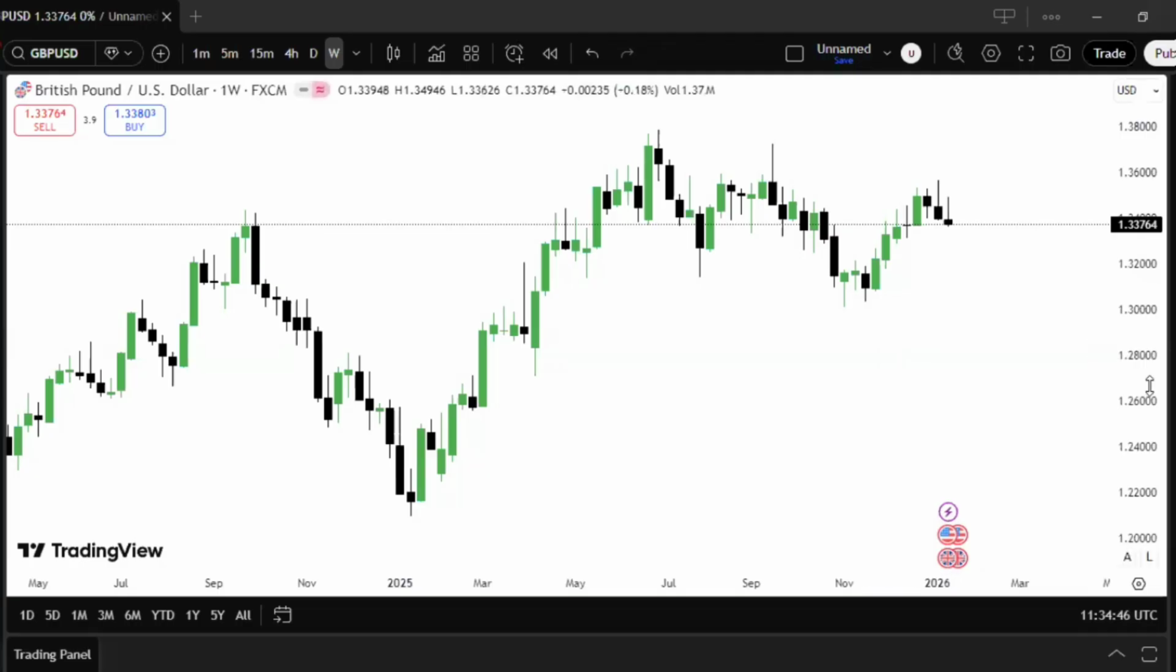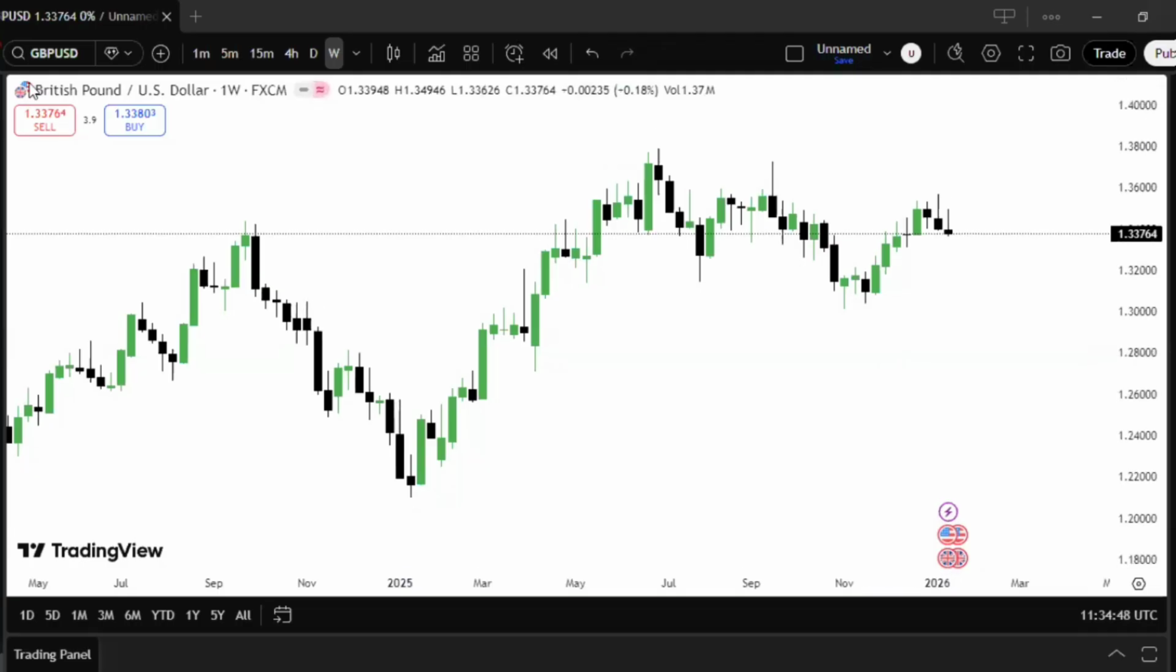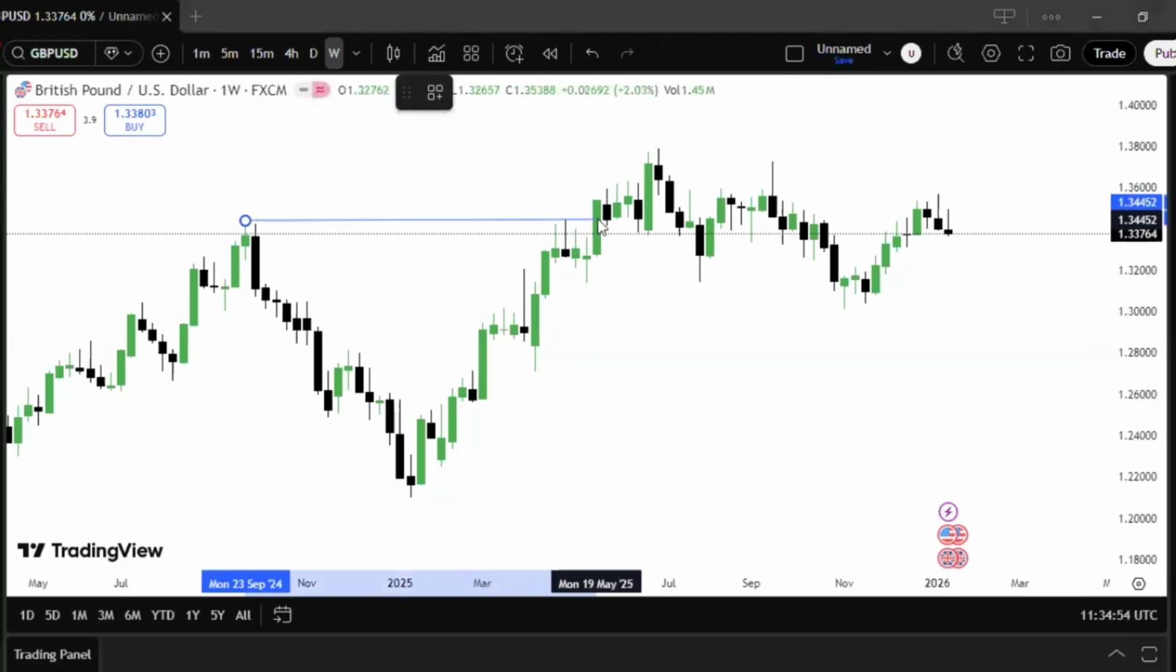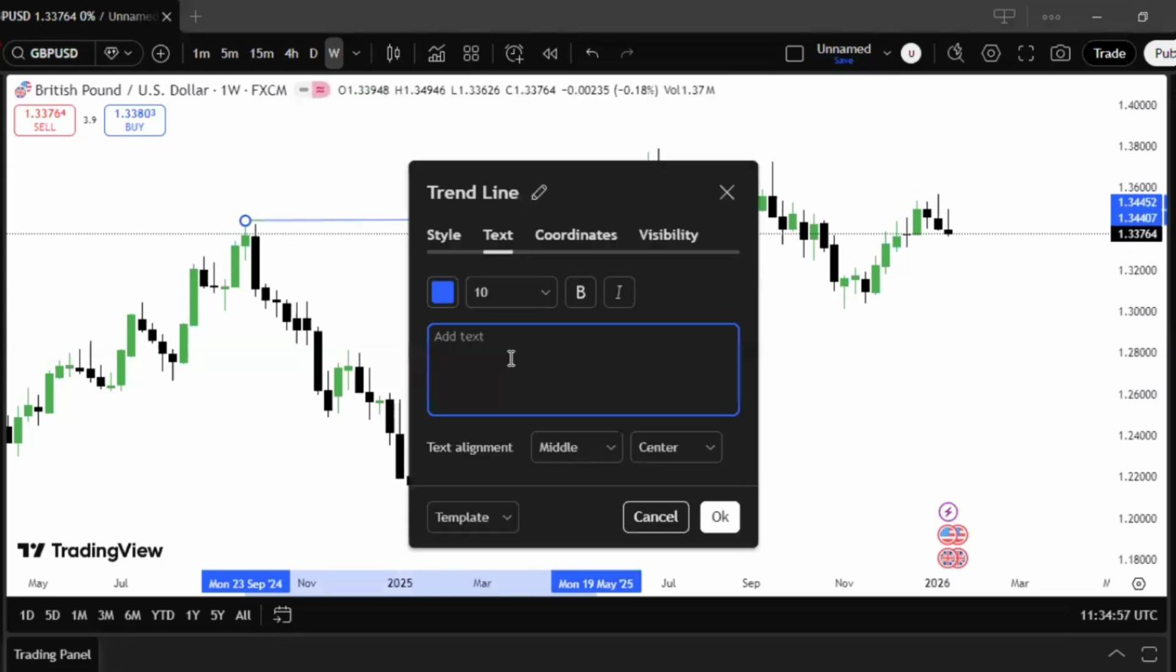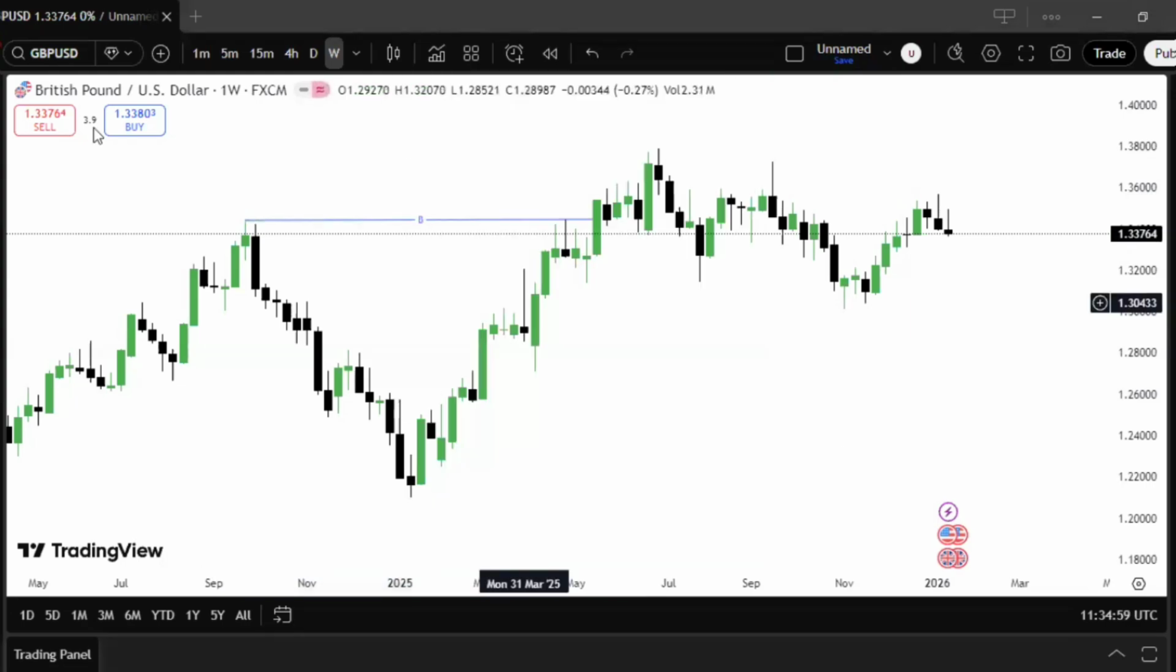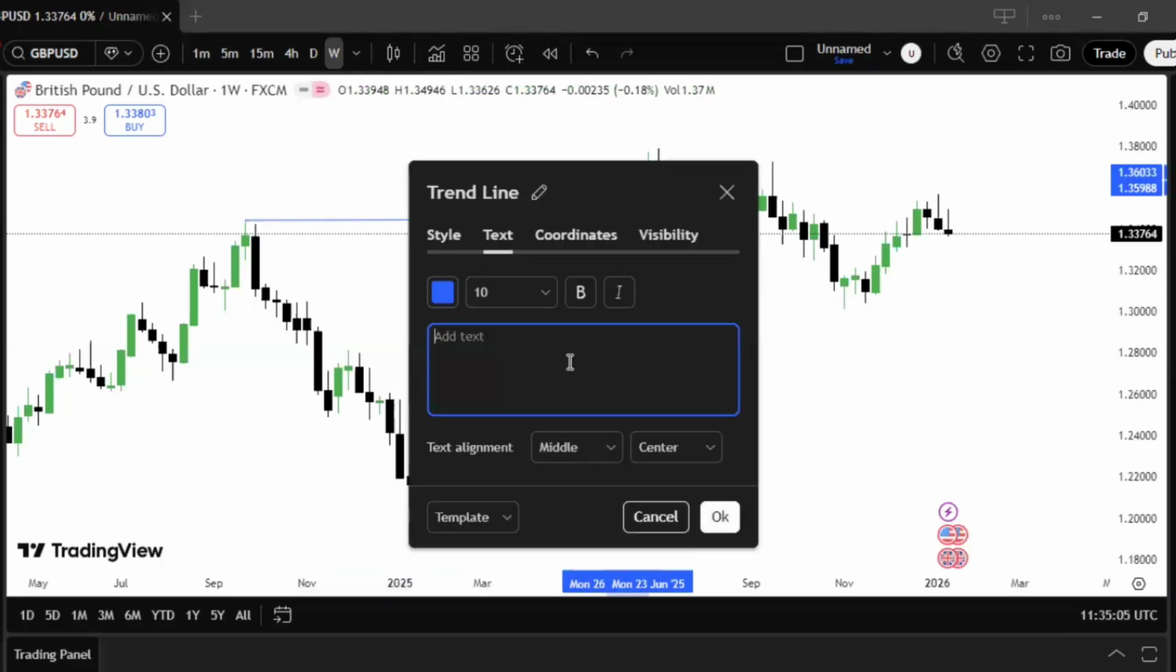And currently, I'm on the weekly time frame. So without wasting time, let's just get into it, guys. So here, as you can see, we took out this high point here. This high point, I'm going to mark it as B. By B, it means what? Break of structure.